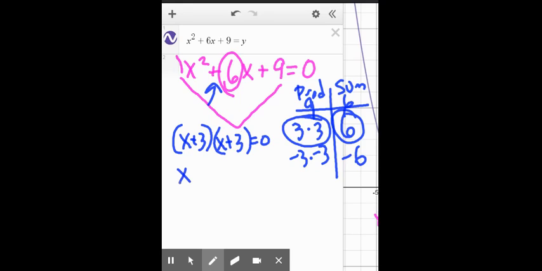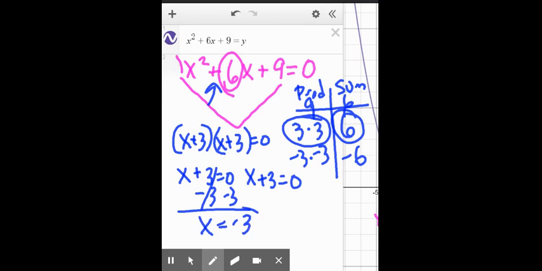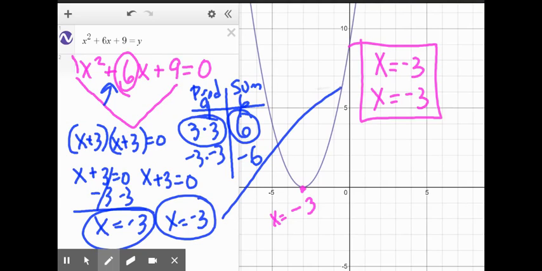Okay, we're going to set each one equal to 0. Now I'm not going to do this twice because obviously this is the same equation. So I'm going to subtract 3 from each side, x equals -3. And because that equals -3, so does this. And notice that we get the same answer.